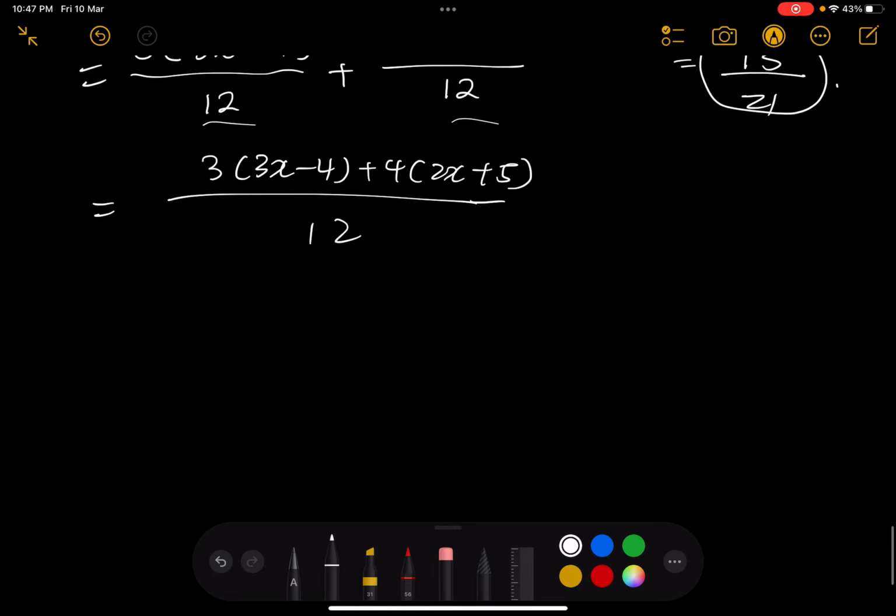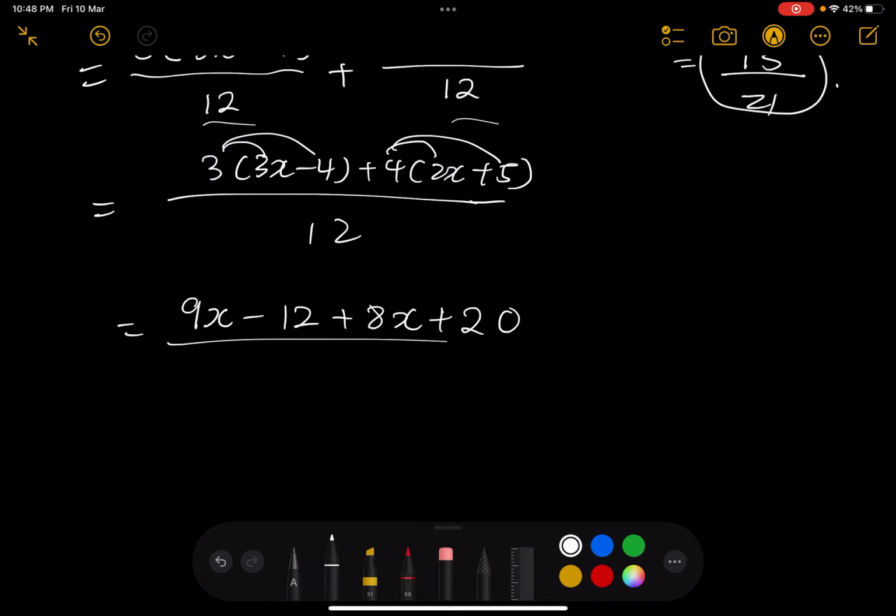Okay? Now, from here, what you learned earlier, you expand. Okay, 3 times 3 is 9x. 3 times minus 4 is minus 12. 4 times 2 is 8x. 4 times 5 is 20 over 12.